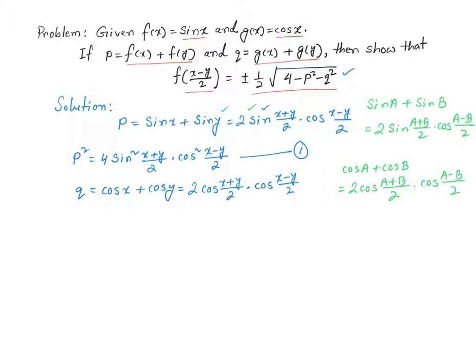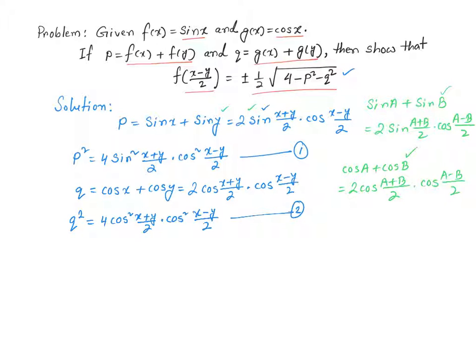By the way, this problem is nothing more than just a straightforward application of this formula and this formula. It basically tests your knowledge of these two formulas and checks whether you can apply them in a different context. So now let's go ahead and square q. If I square q, I get q² equal to 4 cos²((x + y)/2) cos²((x − y)/2). Let's call this my equation number 2.